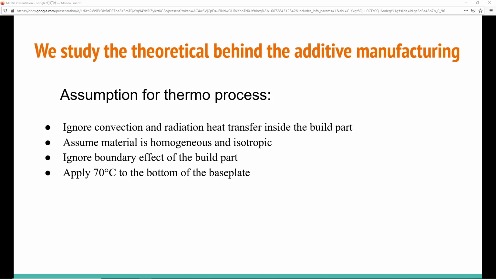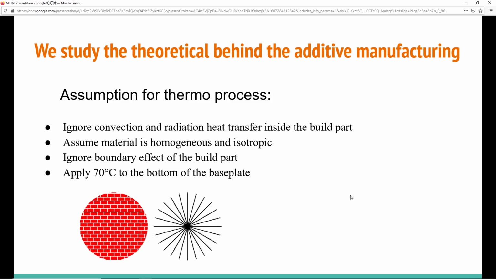Then we also made assumptions for the thermal process. We first ignore the convection and radiation heat transfer inside the built part, because compared to the conduction, it's really small and can basically be ignored. To simplify the problem, we also assume the material is homogeneous and isotropic, which means the rod should be uniform and have identical property values in all directions.